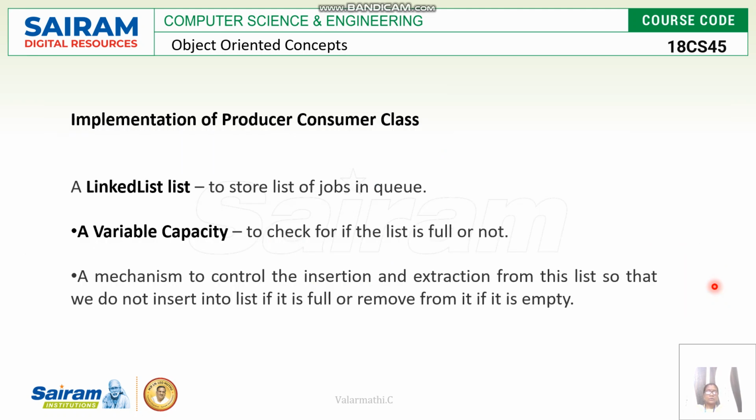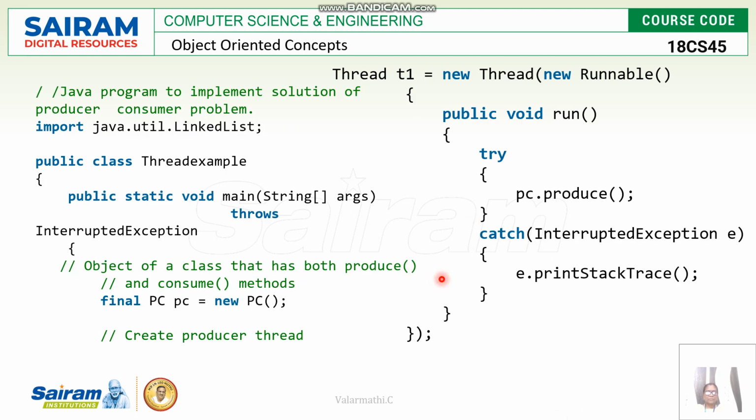Now, how this producer consumer class is implemented in Java is done with the help of a linked list, and it can also be done with the help of queues. Here the linked list is implemented in Java as a list of jobs in a queue. Let us go to the program directly.